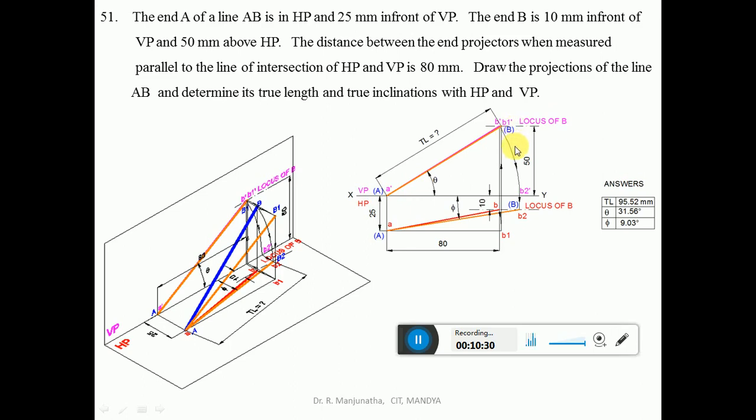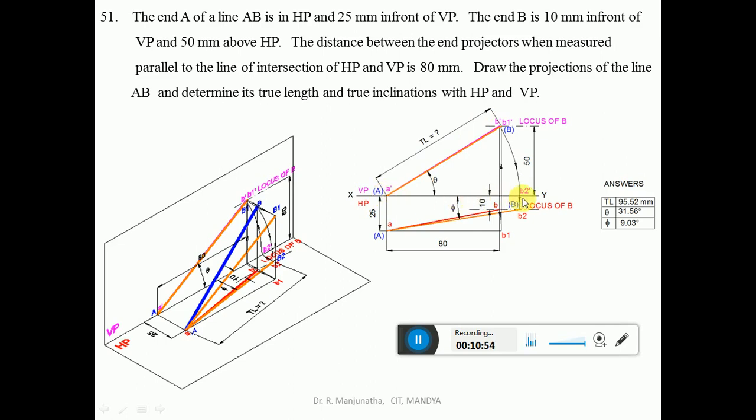Now we will take up the true length in HP. The true length in HP means the line should be parallel to HP. So which is the line that will be parallel to HP? The line which is inclined to HP, which is A dash B dash. With A dash as center, take the radius A dash B dash and draw an arc such that A dash is in HP. So B2 dash will also come on HP.